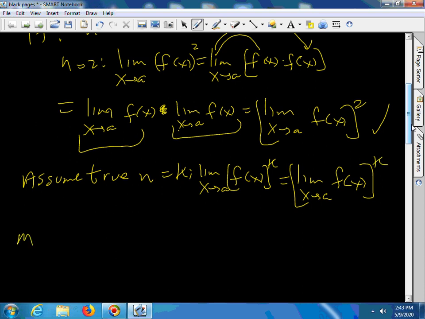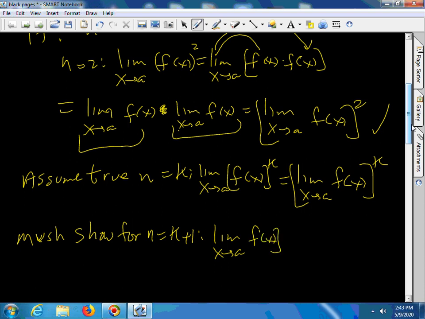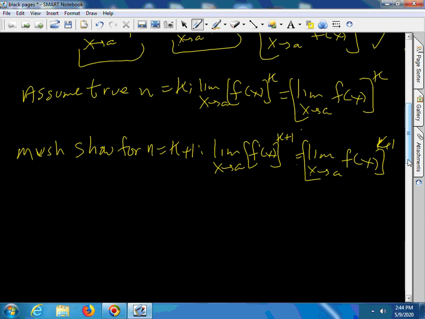Okay, now we must show for the next n. We must show for n equal k plus 1 that the limit as x goes to a of f of x, not to the kth power, but one more, equals the limit as x goes to a of f of x, and raise that whole thing to the k plus 1. This equal sign is what we have to verify.